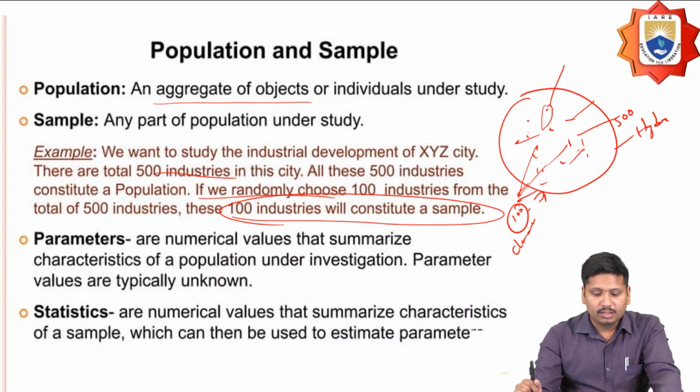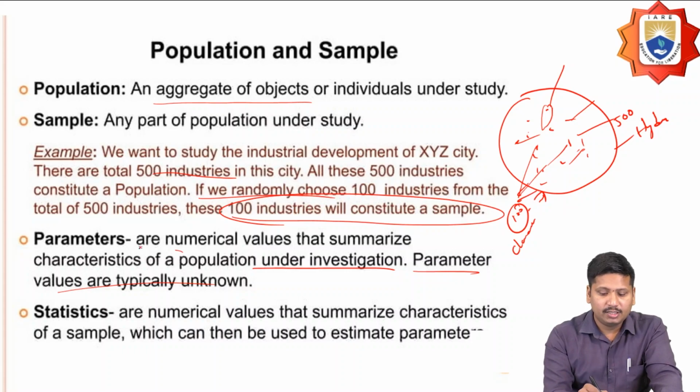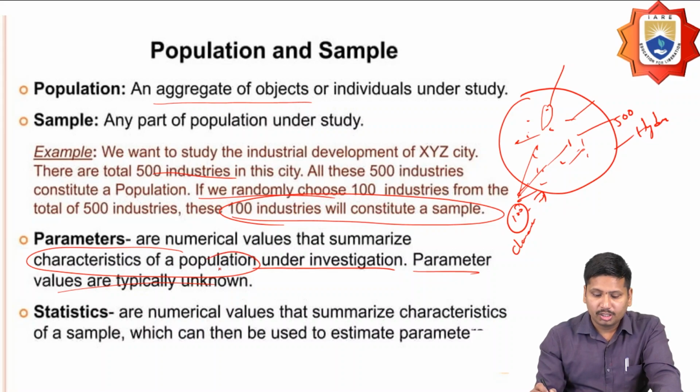And next one is parameters. So a parameter is nothing but a numerical value which summarizes the characteristics of the population under the investigation. Normally these parameter values are typically unknown, so we do not know the exact values of these parameters. So a parameter is a numerical value which summarizes the characteristics of the population.